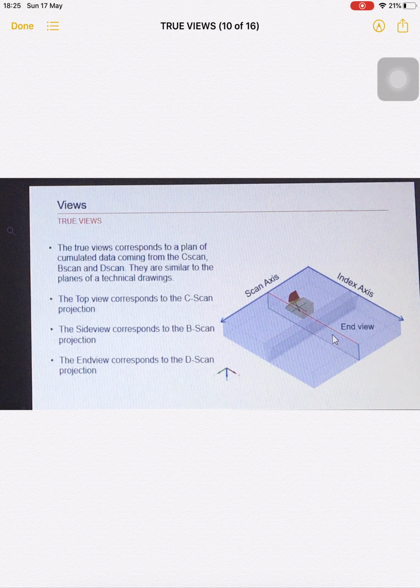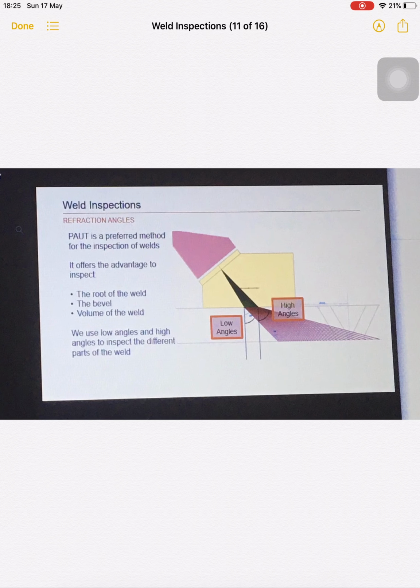True view corresponds to the plan of the cumulated data coming from the C scan, B scan and D scan. They are similar to the planes of a technical drawing. The top view corresponds to the C scan projections, the side view corresponds to the B scan projections, and the end view corresponds to the D scan projections.